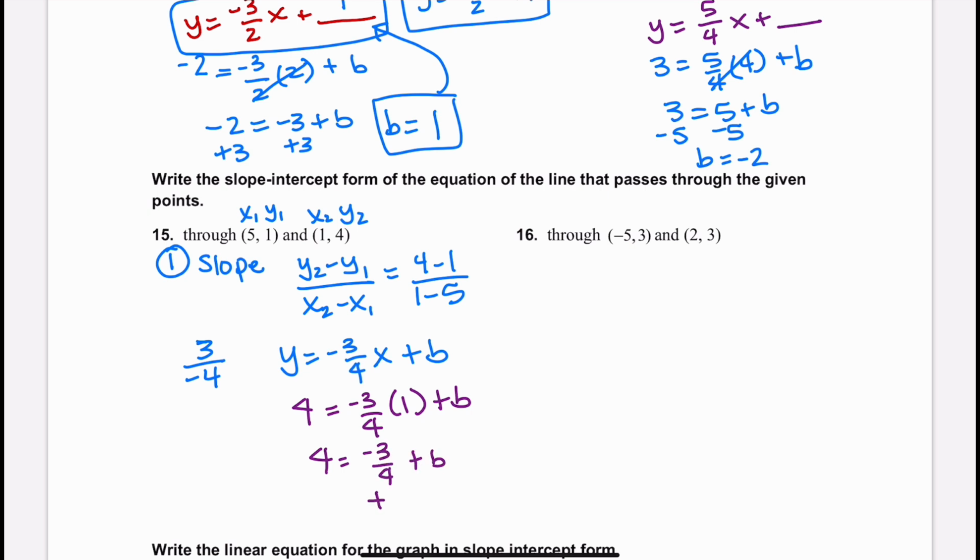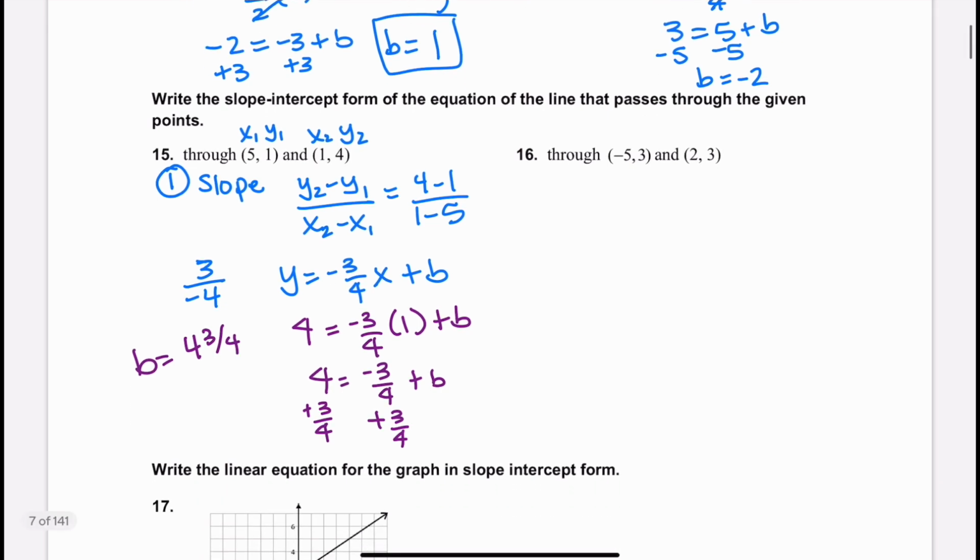I'm going to add 3/4 to both sides. So b is going to be 4 3/4. That would be the mixed number, but we don't want to write things as mixed numbers here. What you can do is times 4 times 4 is 16 plus 3 is 19/4. Or you could just get a common denominator and add 16/4 plus 3/4. But either way, your b is going to be 19/4.